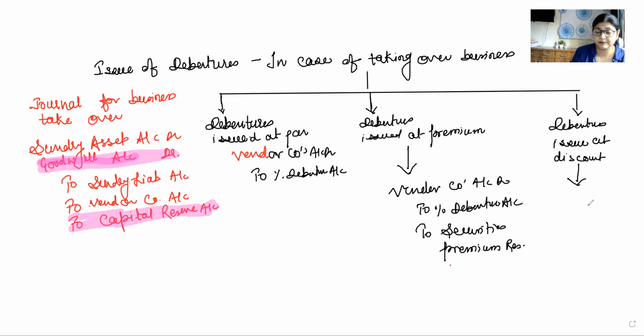If I issue the debentures at discount, vendor company will be debited, discount on issue of debenture account will be debited, to percentage debenture.